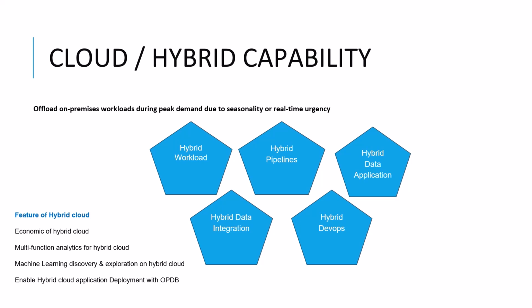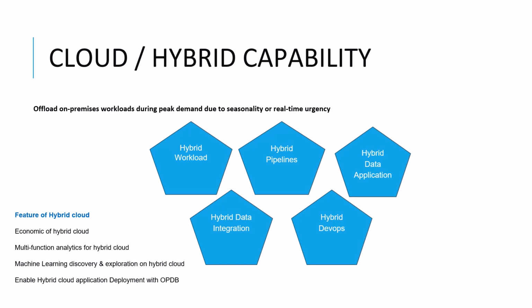Hybrid capabilities. A hybrid data cloud is an environment that supports both private and public cloud data services. Hybrid cloud use cases: hybrid workload, hybrid pipelines, hybrid data integration, hybrid DevOps, and hybrid data application.